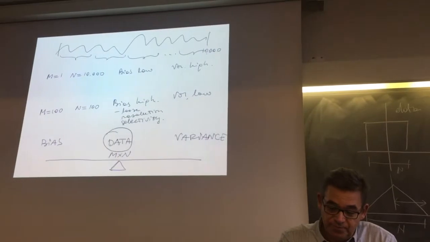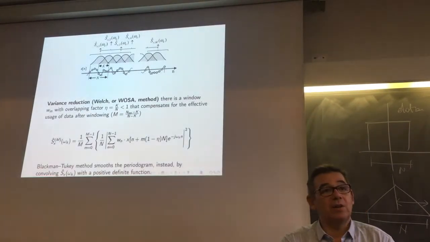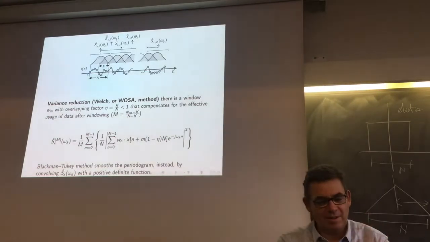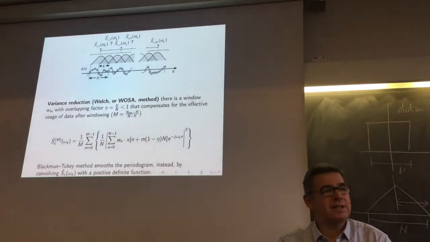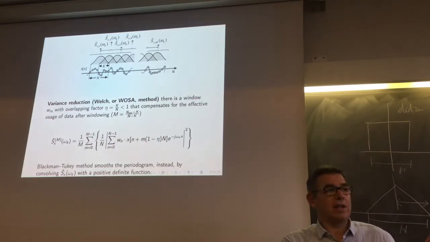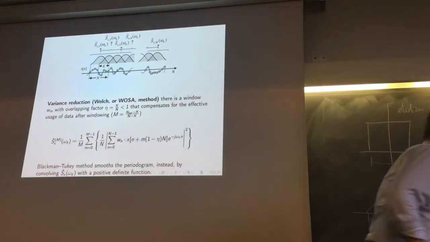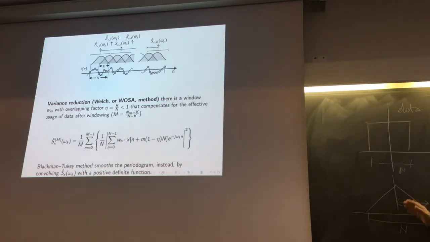Making the window. When I make the window, there is something that you might improve, and it's very easy. Look at that. I have my data and I window with this. The window is made in such a way that here it is 1, here it is 0. So the data in the center counts more than the data on the side. If I window my data with a triangle, the data in the center count, but the data on the side are smoothed down. So I'm losing energy.